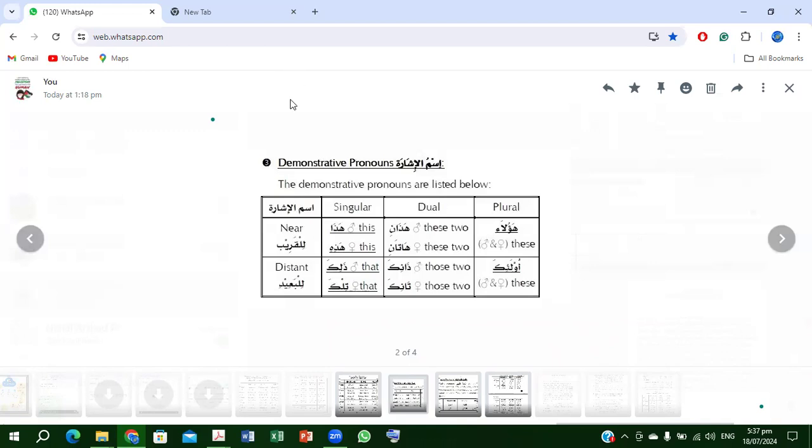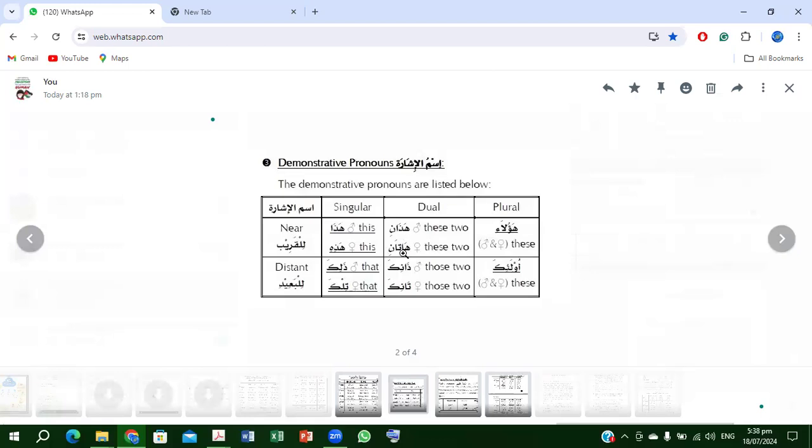Okay, so here we are studying them as demonstrative pronouns. So it is hada. Again, this is for singular, dual, plural, right? For near and distant, it will be different. For male and female also, it will be different. So hada, this; hadihi, this, but this is for female.